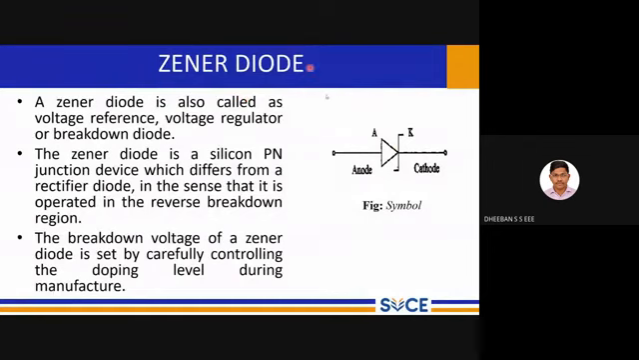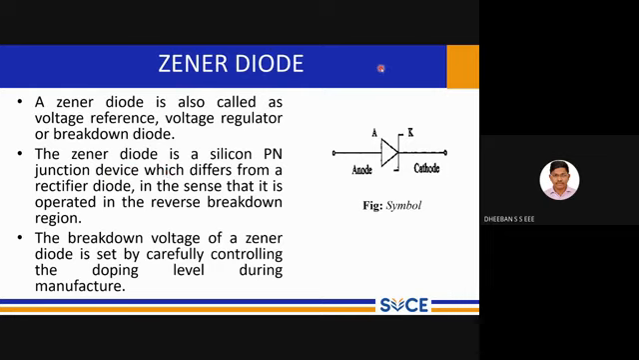So here, the Zener diode is more or less similar to your PN junction with two special abilities. This Zener diode is called a voltage regulator. Why is it called a voltage regulator? Because it is able to control the voltage as per our needs. The Zener diode is a silicon PN junction device.